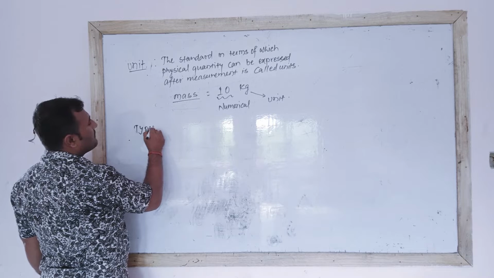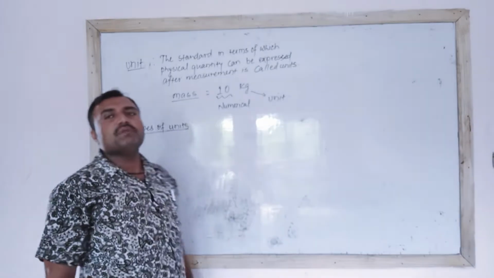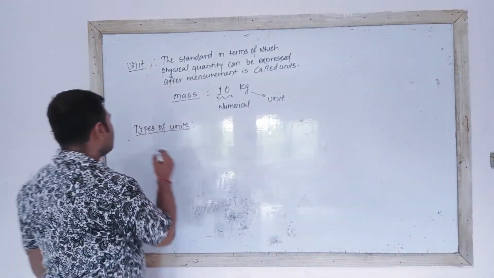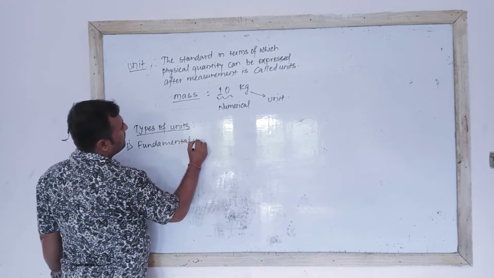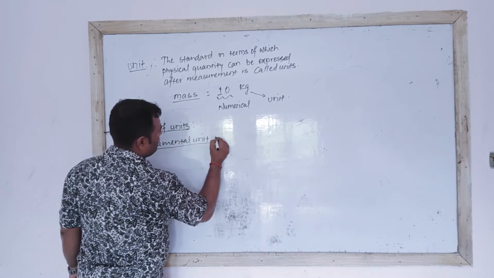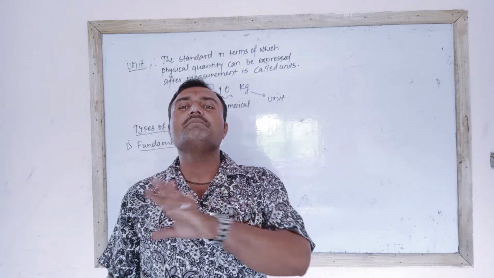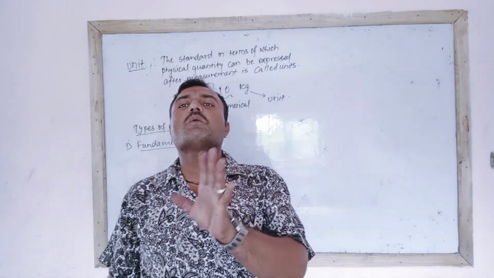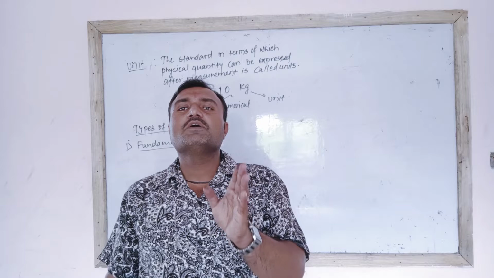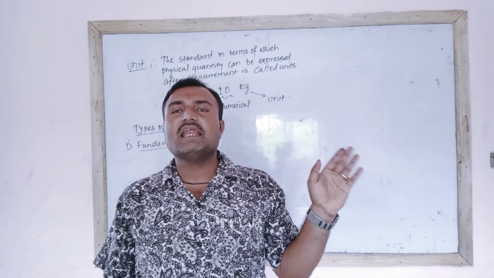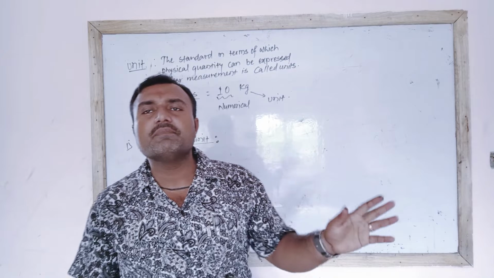After that, types of units. Units are mainly classified into two types. First is the fundamental unit. Before describing fundamental units, we should know about fundamental quantities. Independent physical quantities are called fundamental quantities. Independent means those physical quantities which are not dependent upon others, like length, mass, time. These are the main basic fundamental quantities.